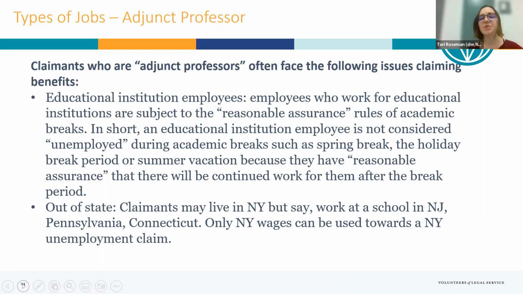The other issue that we often see with adjunct professors is that claimants might live in New York, but say they work in a school in New Jersey or Pennsylvania or Connecticut or one of the other surrounding states. Only New York wages can be used towards a New York unemployment insurance claim. So it's important that if someone is a professor, or really, this should say educational institution employee, but this is who we hear from the most, we want to make it clear that the end of that employment must be definitive in order to collect unemployment insurance. And some of this additional information is really helpful for people who are looking for it.